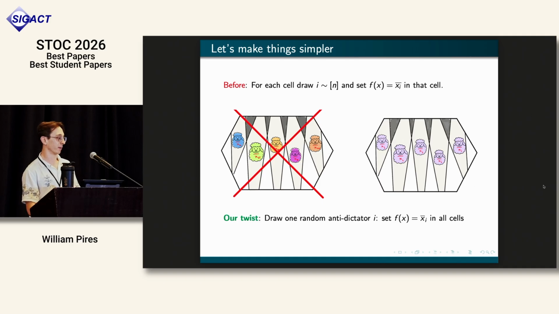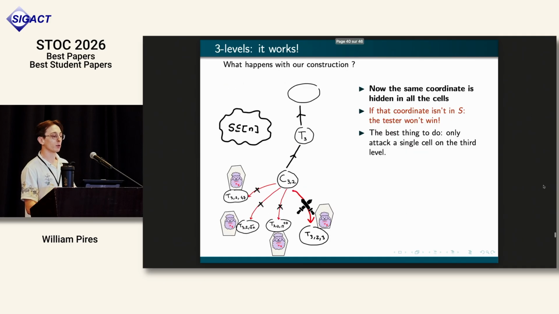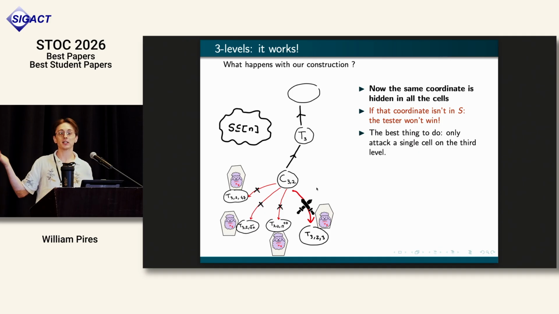And now if we look back at this algorithm, if the algorithm tries to attack many different cells, it's the same sheep everywhere. So that's completely useless, because now if that sheep is not in S, that's just not helpful at all. Again, the sheep are the anti-dictators. And so the best thing the algorithm can do is just attack a single cell.